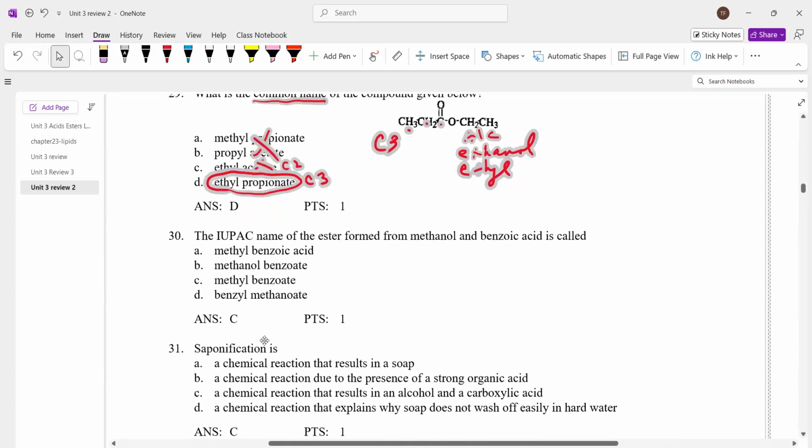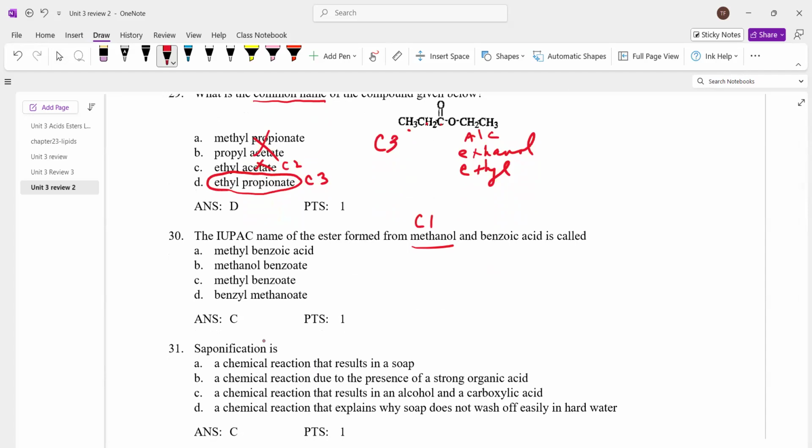Okay, so we have methanol and benzoic acid. Okay, so we always name the alcohol first. So that means that's out and that's out. So it's either methyl benzoate or methyl benzoic acid. And because it's an ester, it's got an -ate ending. So that means that's out.